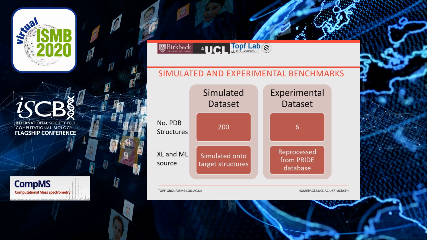Onto this simulated data set, we simulated crosslinks and monolinks onto the target structures. For the experimental data set, we had some experimental data. So this contains 6 PDB structures, each of which had experimental data, which we reprocessed from the PRIDE proteomics database.